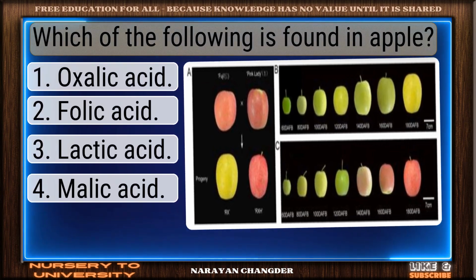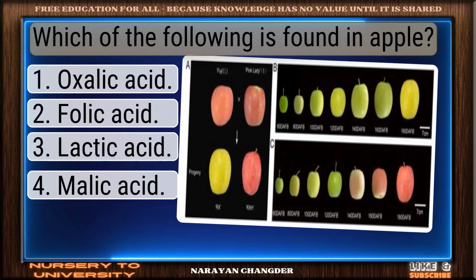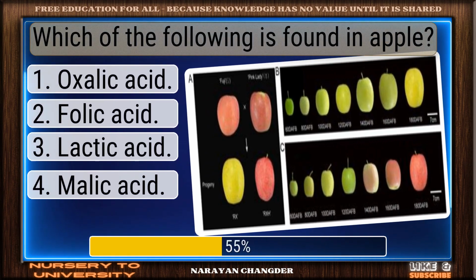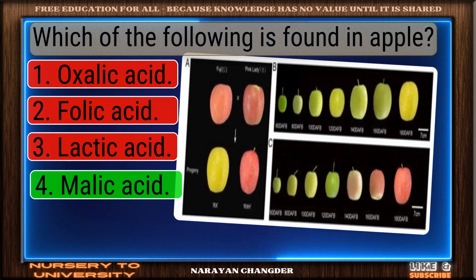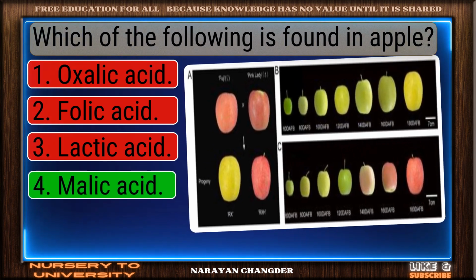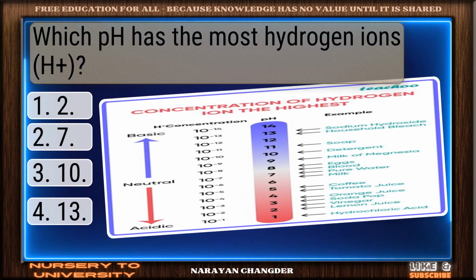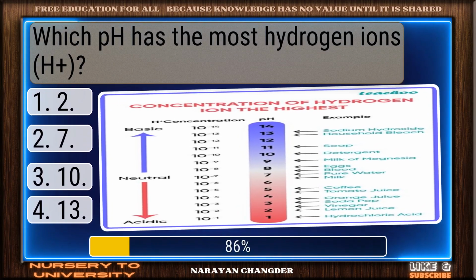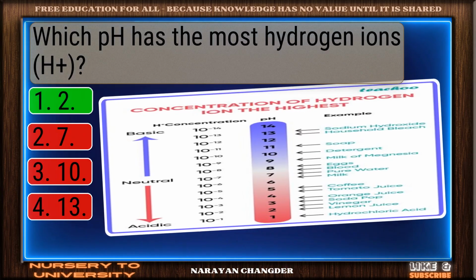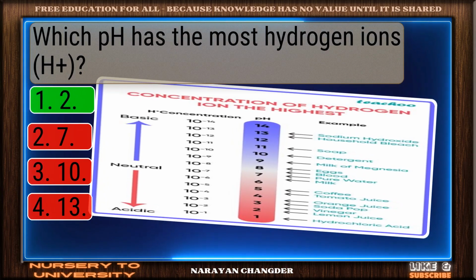Question number 11. Which of the following is found in apple? Nice work. You chose malic acid, and it is correct. Question number 12. Which has the most hydrogen ions? Excellent choice. 2 is the right answer.